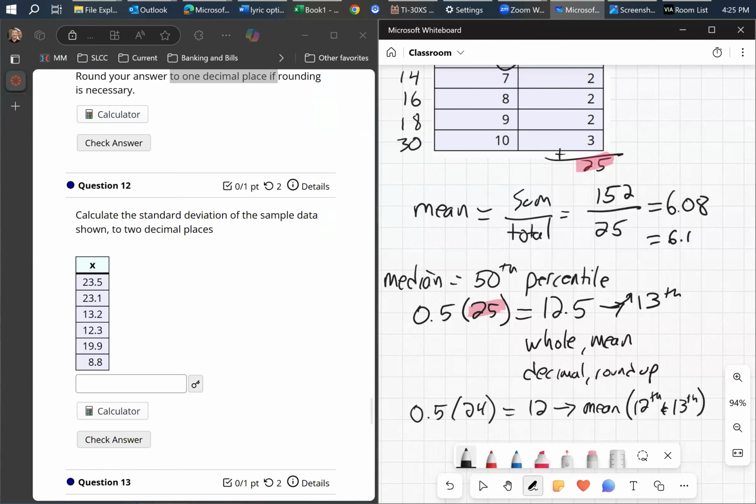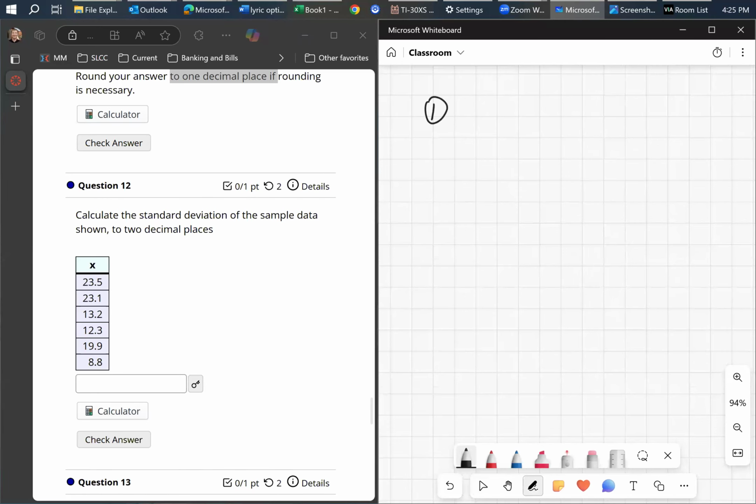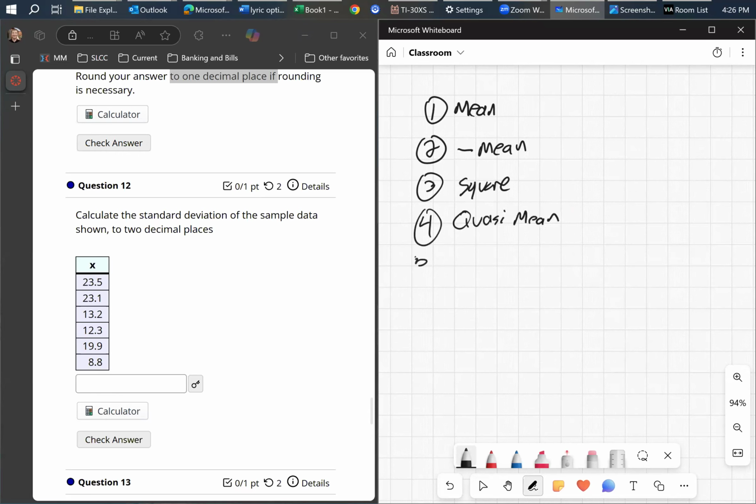All right, question number 12. Calculate the standard deviation. All right, step 1 is the mean. Step 2 is subtract the mean. Step 3 is square. Step 4 is mean. Step 5 is square root. It's kind of a long process. We first do the mean. Let me just copy these numbers down.